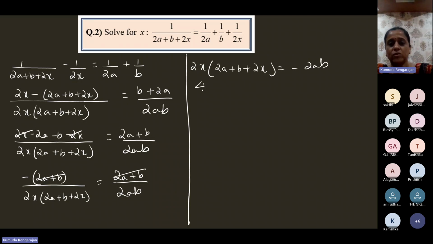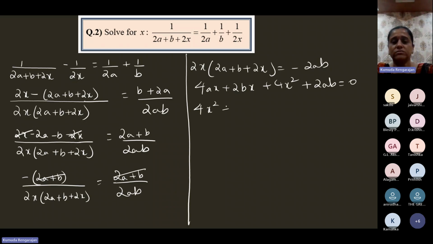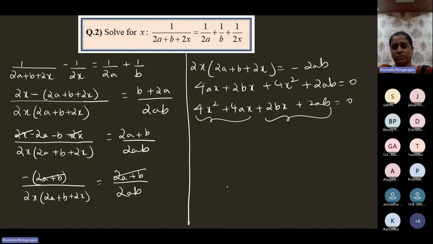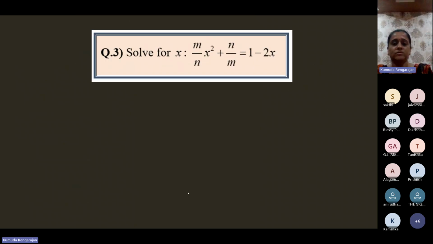Open the bracket: 4ax plus 2bx plus 4x squared, and bring this minus 2ab to the left hand side. So plus 2ab is equal to 0. Arrange the x squared term, x terms, and constant. After this, group the first two terms and the last two terms. And from here you can proceed. Okay, so that's about this one.